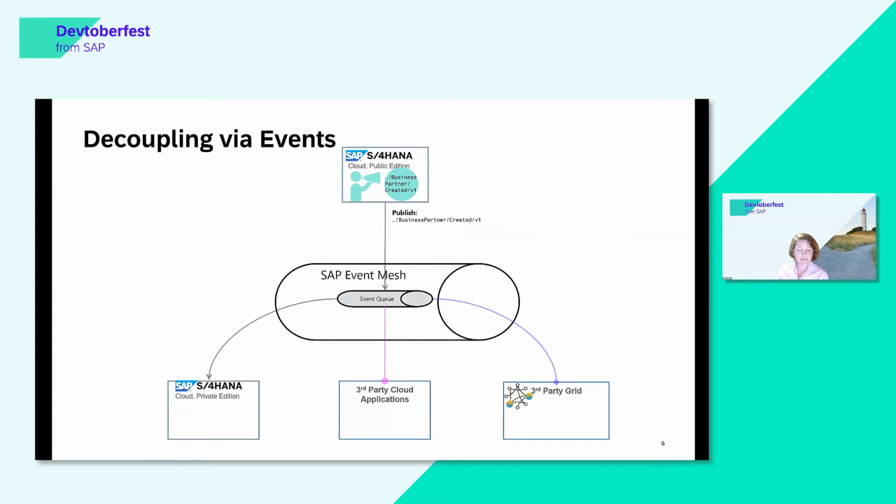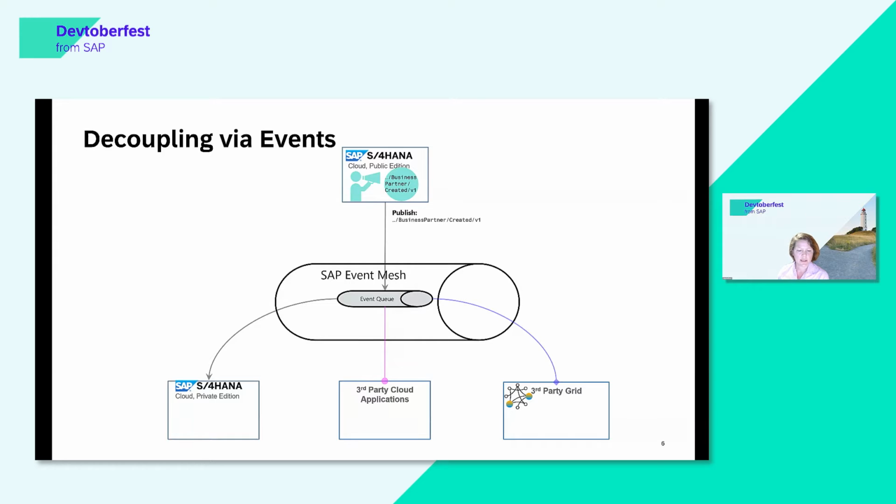To bring this to life, let's consider a potential integration scenario using sub-services. At the core, we have the sub-event mesh service instance, acting as an event exchange infrastructure. We can define queues based on our needs, where messages can be stored. We can then connect an S/4HANA Public Cloud Edition, for example, as an event producer with other systems like S/4HANA Private Edition, you see on the bottom, or a third-party cloud application as potential event consumers.